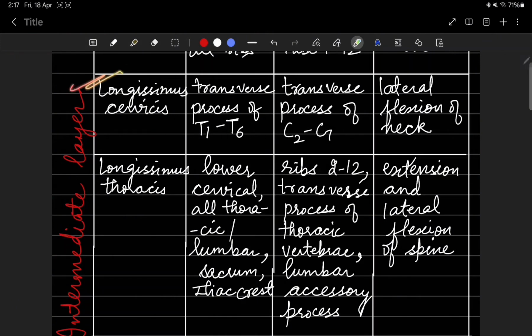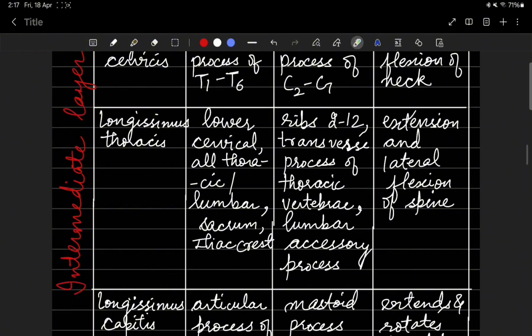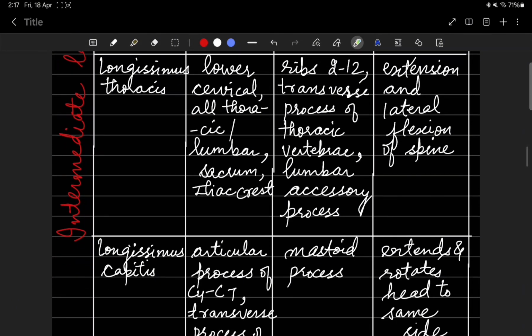Next, we have the intermediate layer of the deep muscles of the back. First one is the longissimus cervicis. We can see its origin, insertion, and function. Its function is the lateral flexion of the neck. Longissimus thoracis muscle, its function is the extension and lateral flexion of the spine, and it originates from the lower cervical and all thoracic, lumbar, sacrum vertebrae and also the iliac crest, while its insertion is the ribs 2 to 12, the transverse process of thoracic vertebrae and the lumbar accessory process.